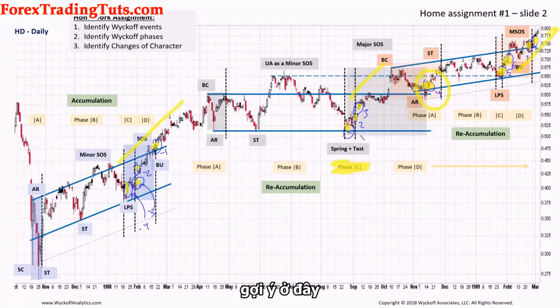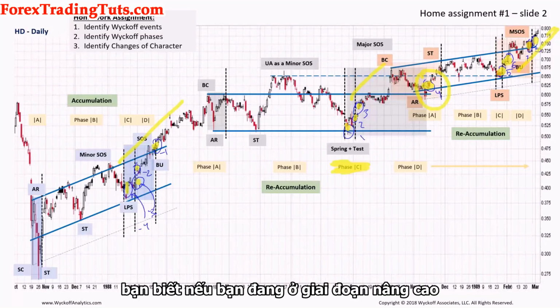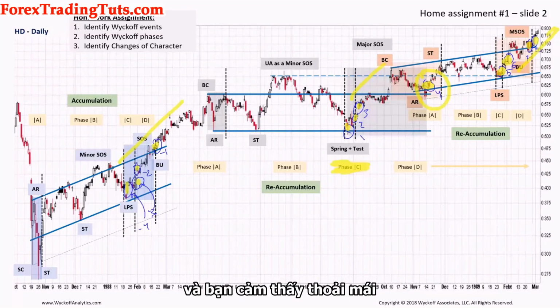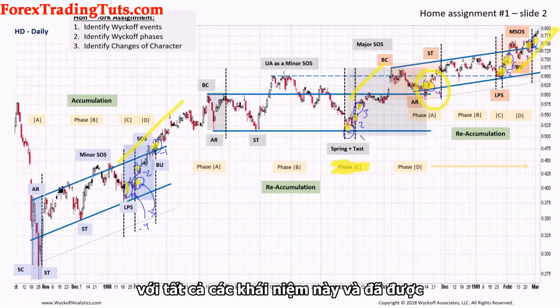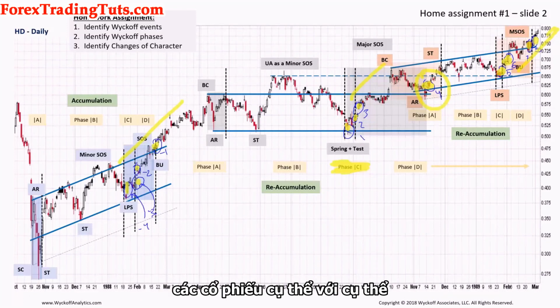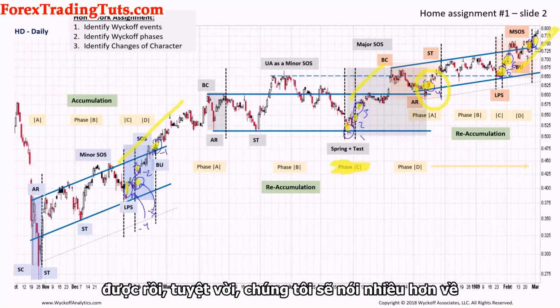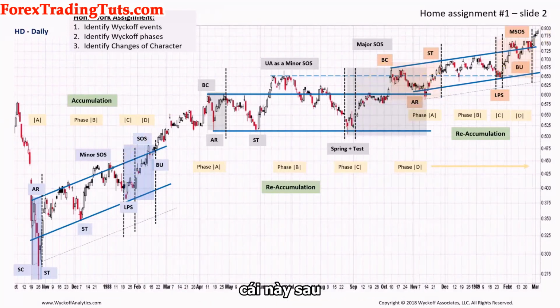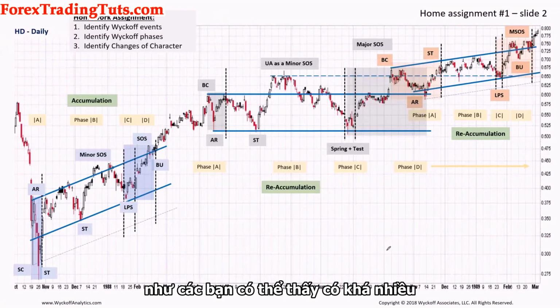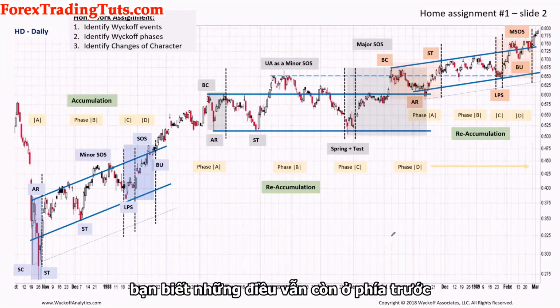And that's what I'm suggesting here. If you're at the advanced level and you feel comfortable with all of these concepts and with trading in general, you could be aggressive at specific spots, with specific stocks, with specific patterns. This is a pattern right here that could have that type of aggression for us. All right, great. We'll talk more about this later. As you guys could see, there are quite a few things that are still ahead.